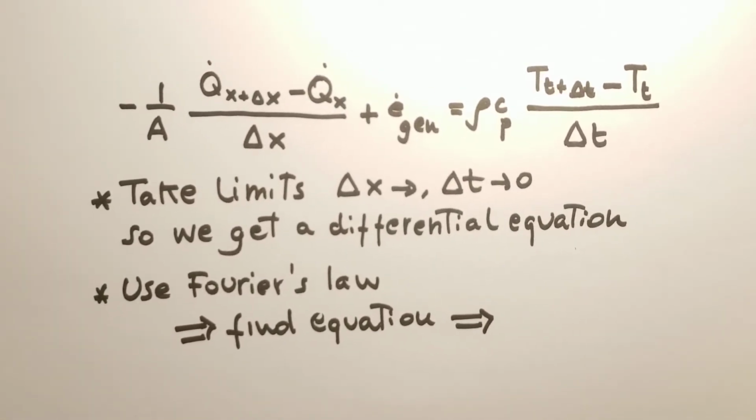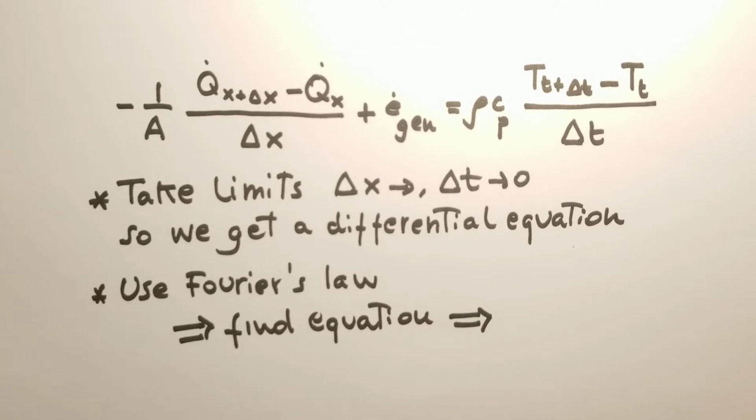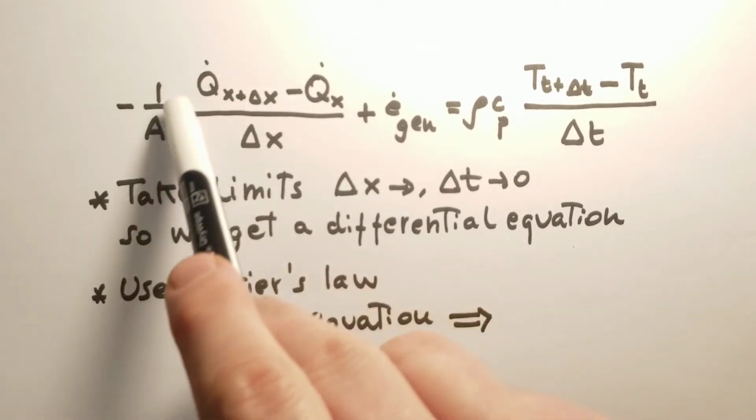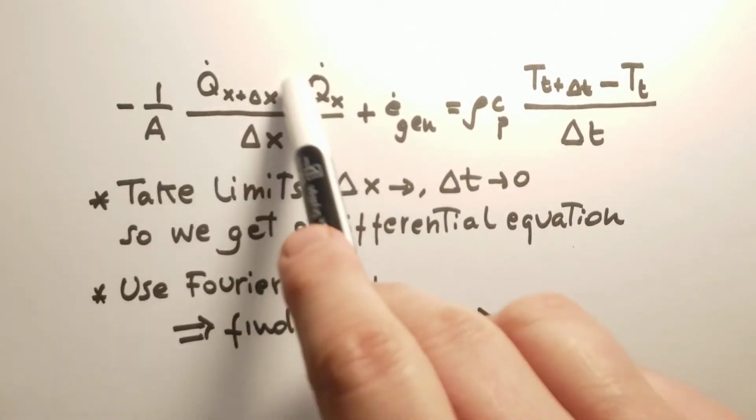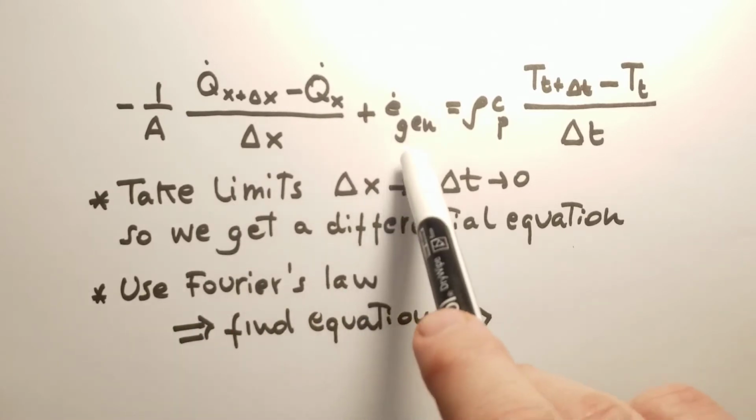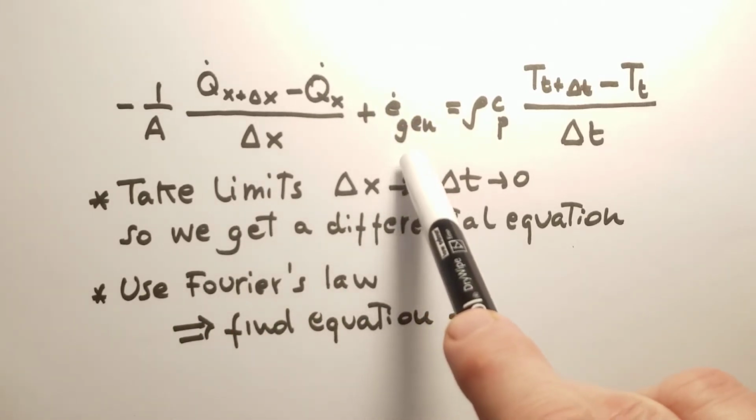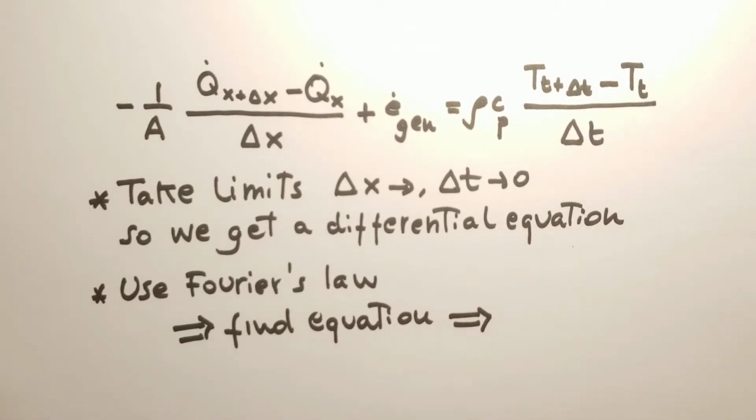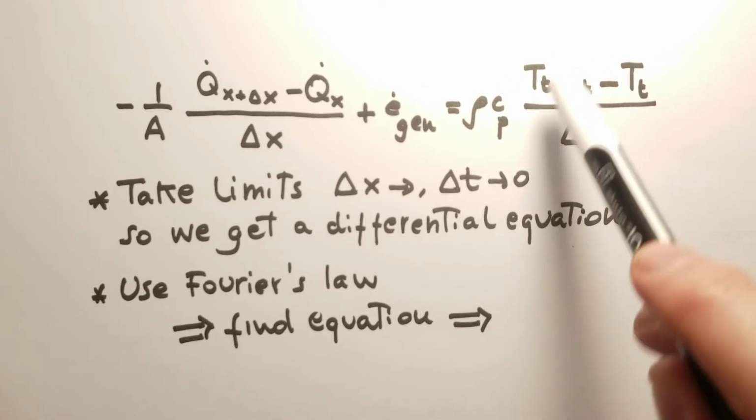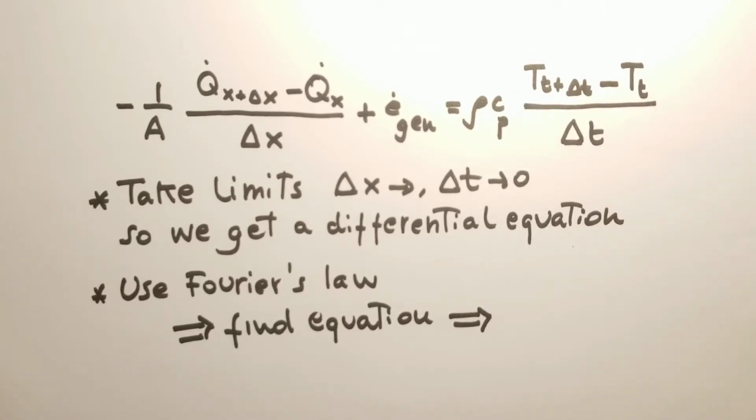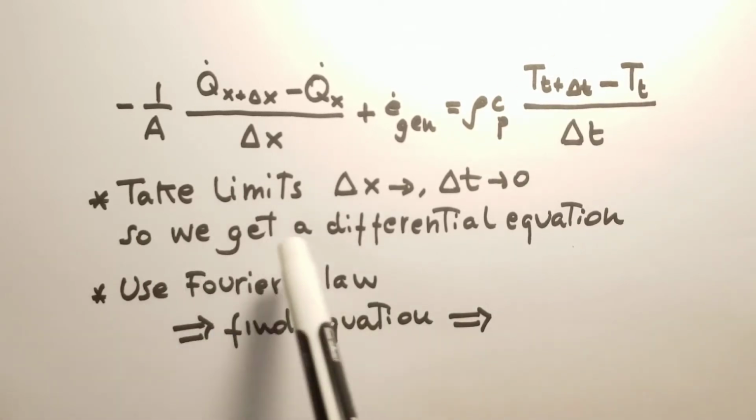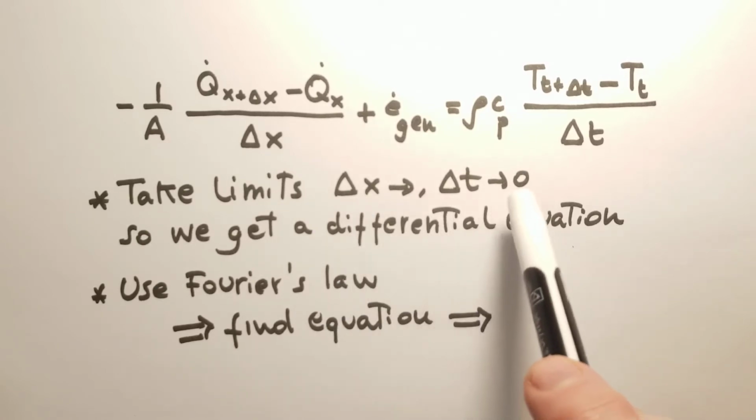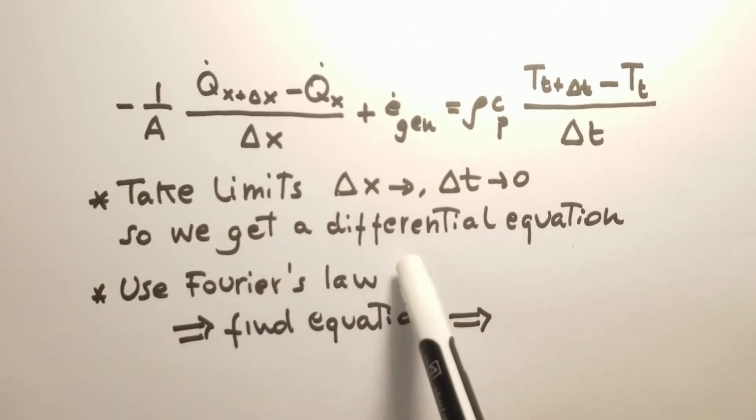So we obtain this equation. So this term here is due to the heat conduction, then we have heat generation, and this term on the right is the change of internal energy or thermal energy inside the control volume. We can now take the limit for delta x and delta t going to 0, so we get a differential equation.